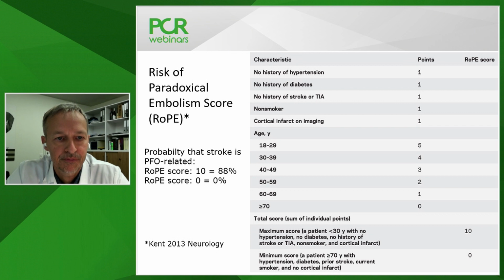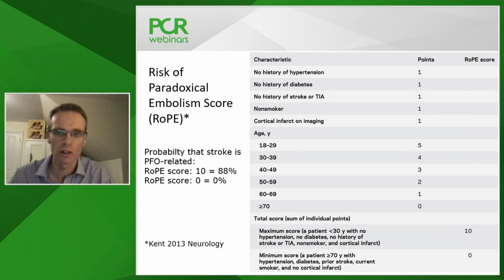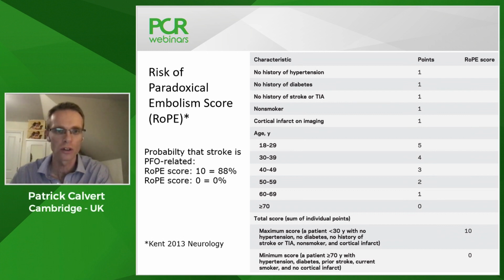That's very clear, Olivier. Thank you. So a couple of comments I want to make about the RoPE score. It is derived from a number of databases on cryptogenic strokes, okay? So you shouldn't be applying the RoPE score to a patient if there's another explanation for the stroke. So if, for example, there's been a spontaneous carotid dissection or vertebrobasilar dissection, or there's atrial fibrillation, you mustn't use it under these circumstances. Those patients should not be having PFO closure.